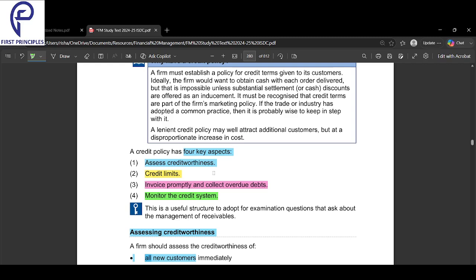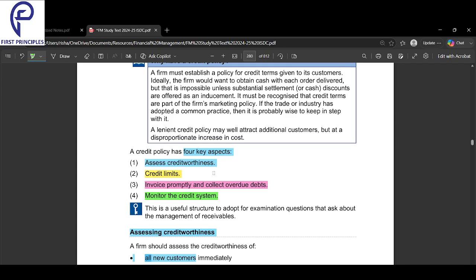Third, immediately we should make a bill, because the day you make the bill, the credit period will start. Next, keep monitoring the system. How? Three ways. First, make an aged receivable analysis. How many people did not pay for 30 days? 60 days? 90 days? 120 days? 150 days?